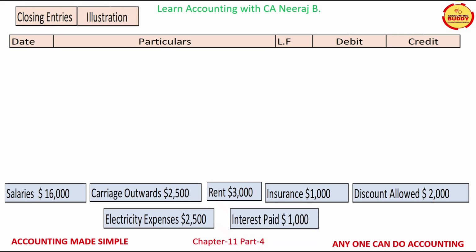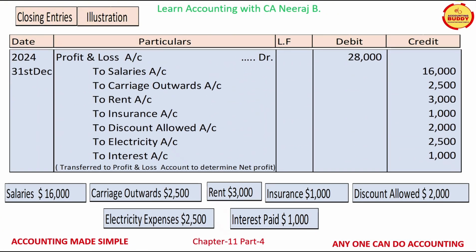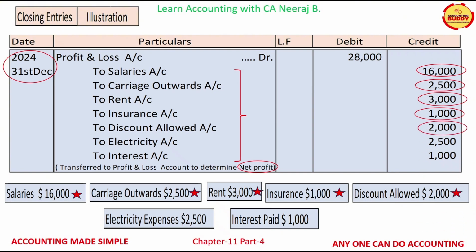The journal entry for these expense nominal accounts will be passed as appearing on your screens to determine the net profit of the business. The entry will be passed on 31st December 24 by crediting all the nominal expense accounts. Salary account will be credited by $16,000, carriage outward by $2,500, rent by $3,000, insurance account by $1,000, discount allowed account by $2,000, electricity expense account by $2,500, and interest paid account by $1,000.